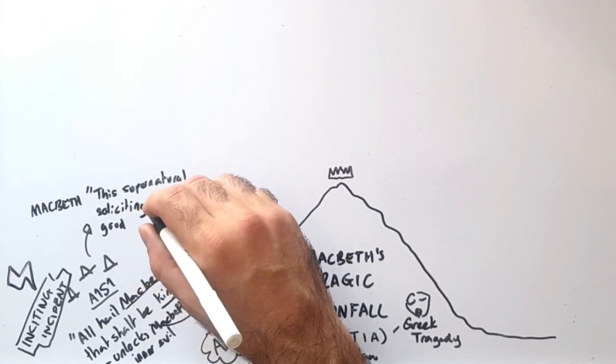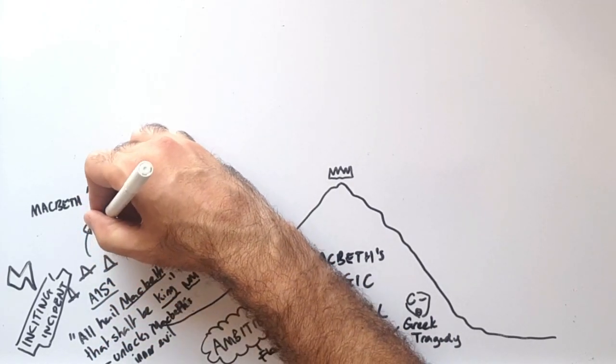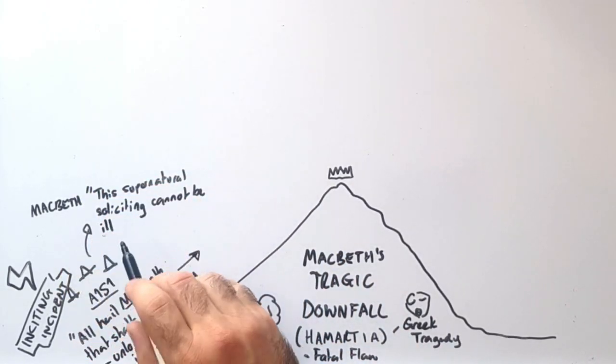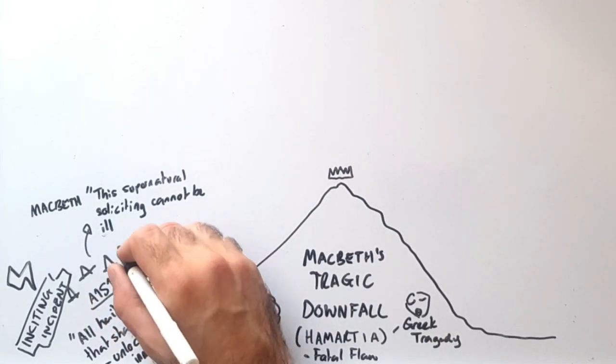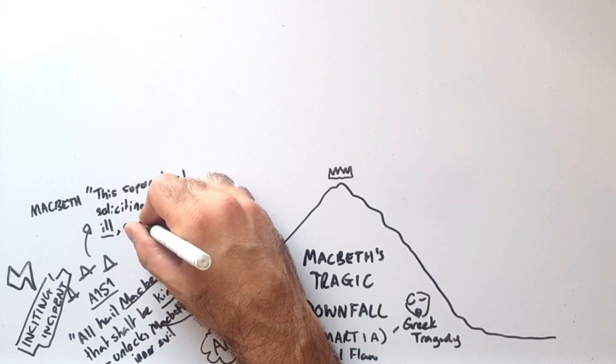Oh, I'm sorry, I've just realised I made a mistake. Let's get rid of that. It starts with cannot be ill. So actually his first response is to say it cannot be bad, cannot be ill. In Shakespearean, ill means bad. And then he says cannot be good. Excuse my mistake.